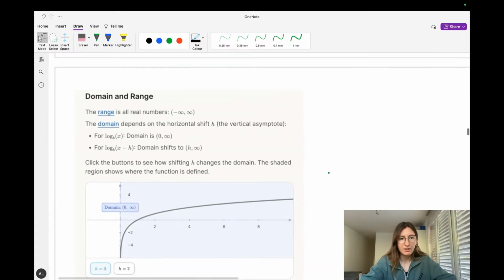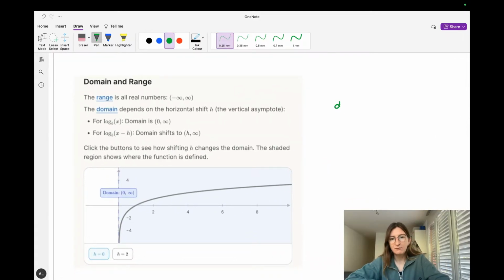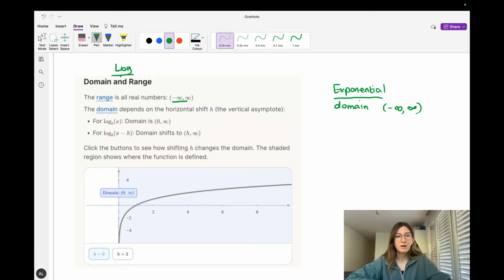And again, domain and range switch. So do you remember our domain for our exponential? This is a bit of a revision on inverse functions as well. The domain of our exponential was minus infinity to infinity. And now that's the range because they've swapped places. This is for our log functions. And the domain is also similar, except we just have it within here.